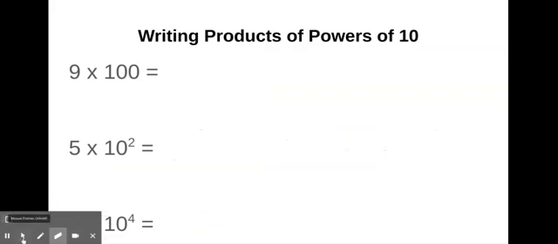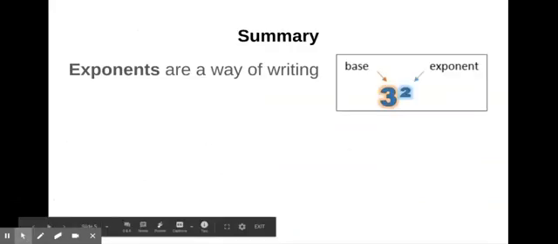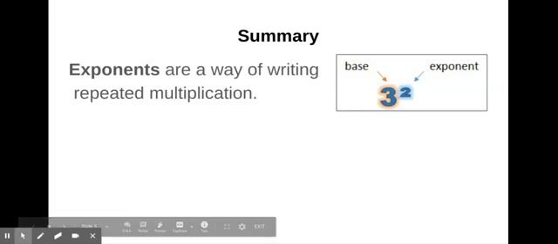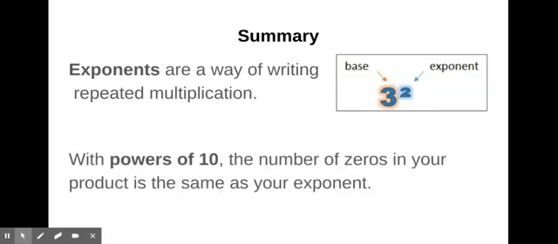So in summary, exponents are a way of writing repeated multiplication. In an exponent, the base tells you what number is being multiplied, and the exponent tells you how many times you're multiplying that number. With powers of 10, so that's when our base number is 10, the number of zeros in your product is the same as your exponent.